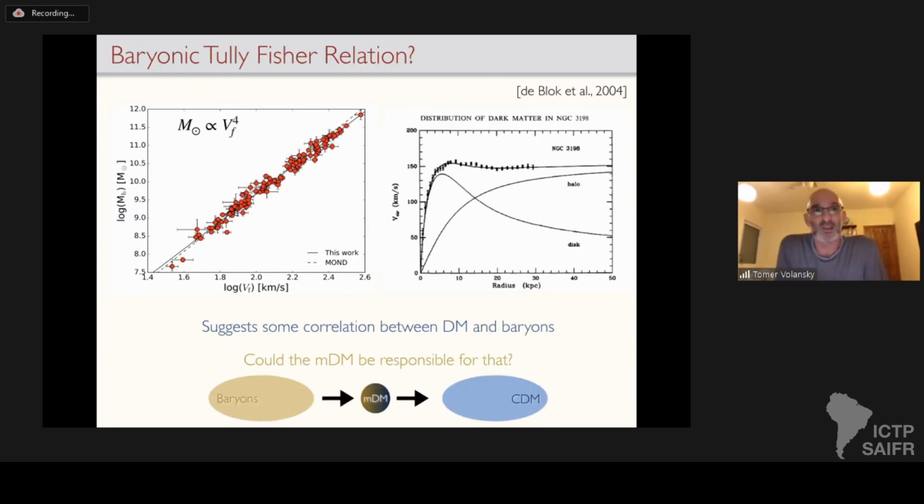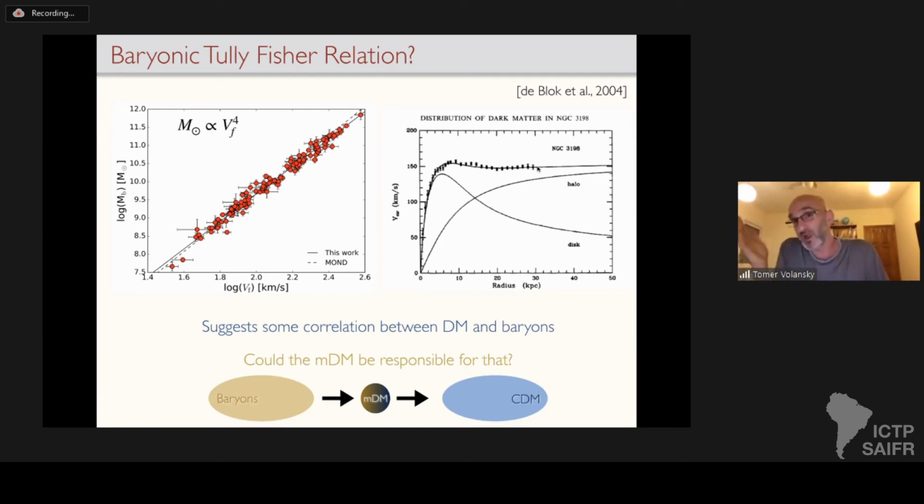Here's a wild speculation. There's the so-called baryonic Tully-Fisher relation. The baryonic Tully-Fisher relation tells us that the asymptotic velocities of rotation curves of stars that rotate around the galactic center somehow know about the baryonic mass, right? So what you see here is the baryonic mass on the y-axis and the asymptotic velocity on the x-axis, and you see that they all sit on some line, which seems to indicate that this asymptotic velocity is proportional to the 4th root of the baryonic mass.